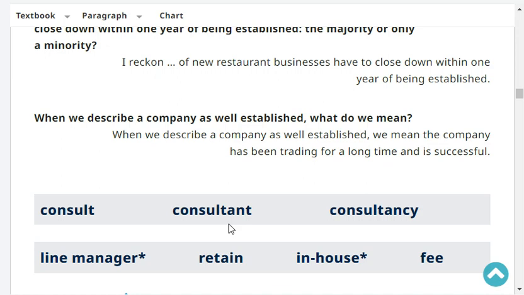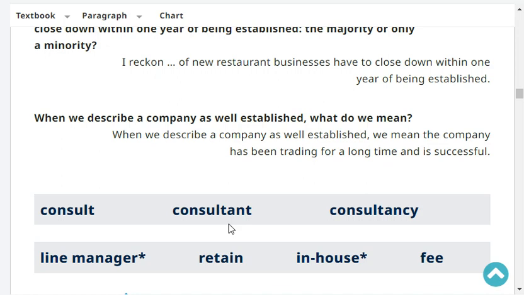When we describe a company as well established, we mean the company has been trading for a long time and is successful. Very good. One more. Okay.